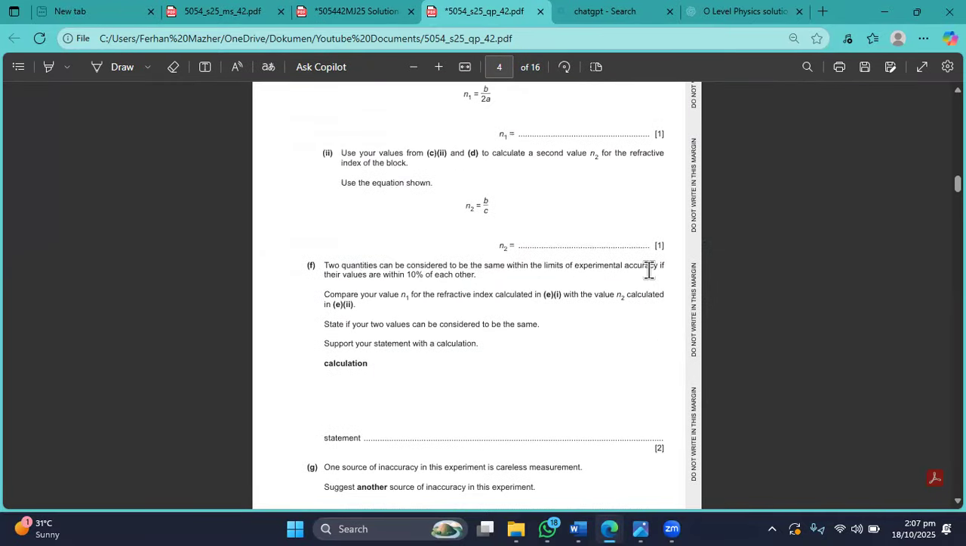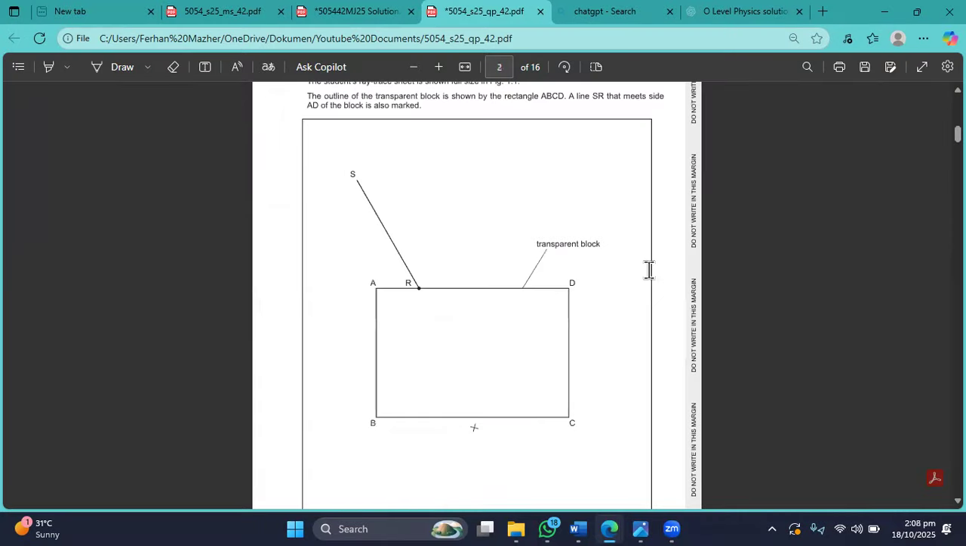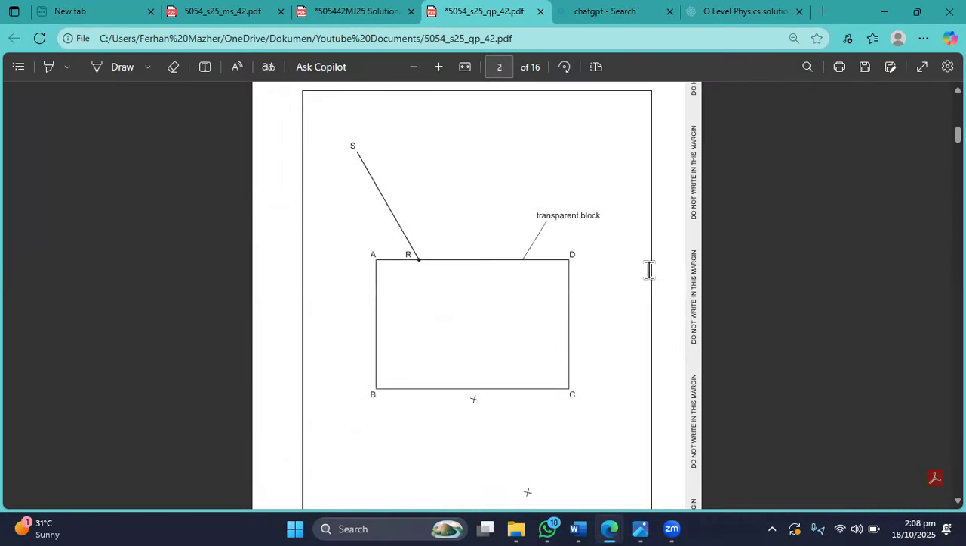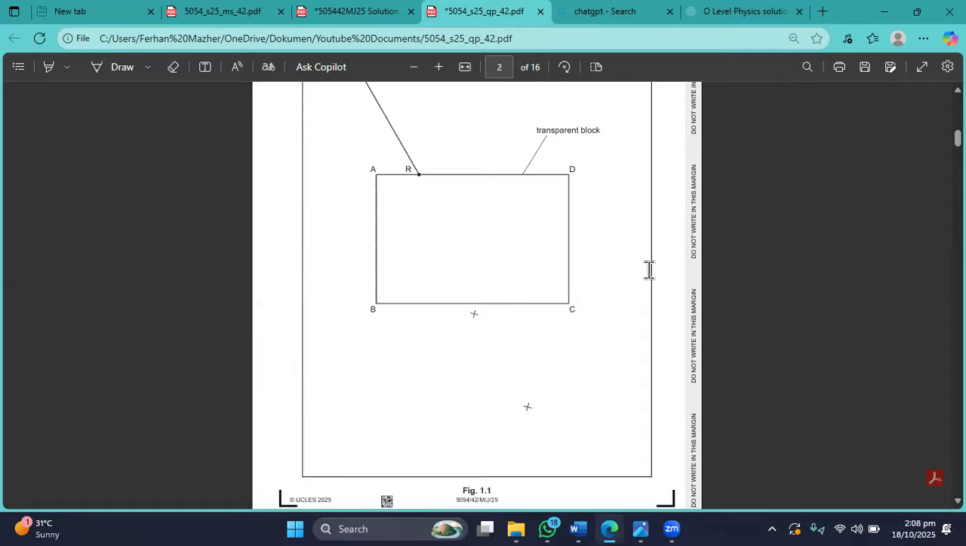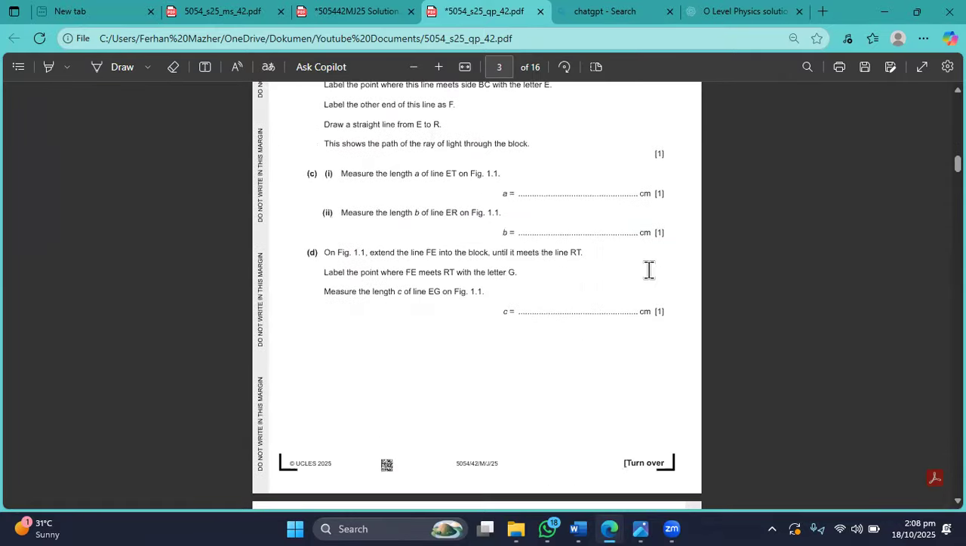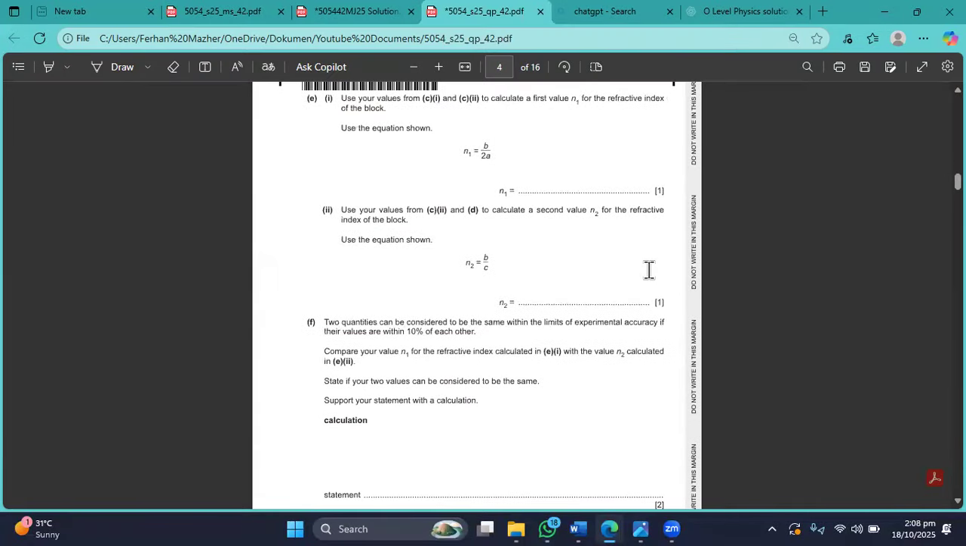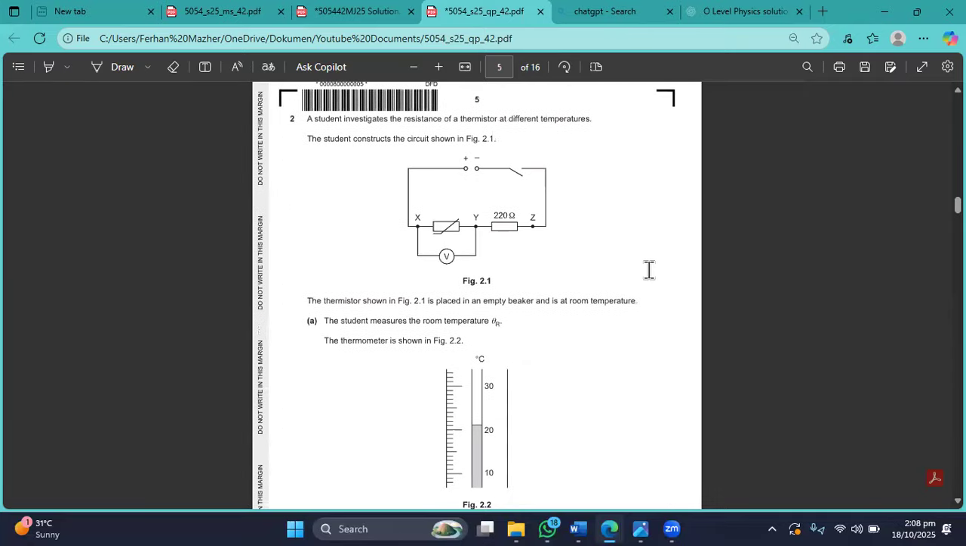Let me show you once again question number one. There we go. So this was the diagram which was given to us on which we were working. They have given you instructions and you only have to follow them. It's a very easy question.